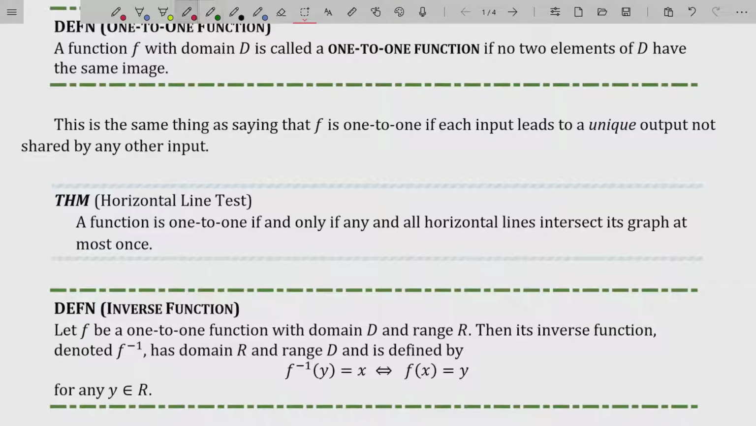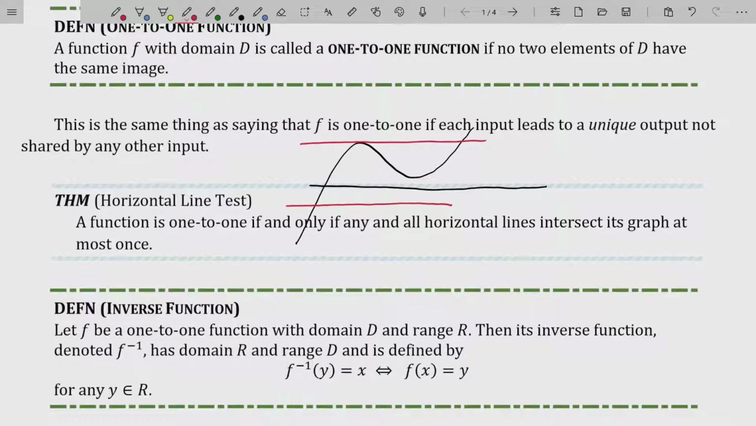If I were to draw really quickly, let's pretend this is the x-axis, and I draw a function, that's definitely a function. Of course, there are horizontal lines here that intersect once. There's one, and here's another one. Well, actually I made that intersect twice, so let's put it a little bit higher there. There we go. But that's not what this theorem is stating. The theorem is stating that it is one-to-one if and only if any and all horizontal lines that you can draw would intersect the curve at most once.